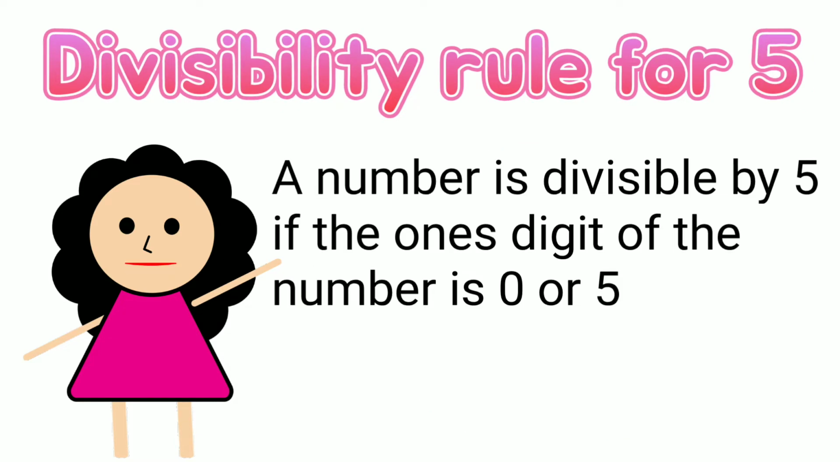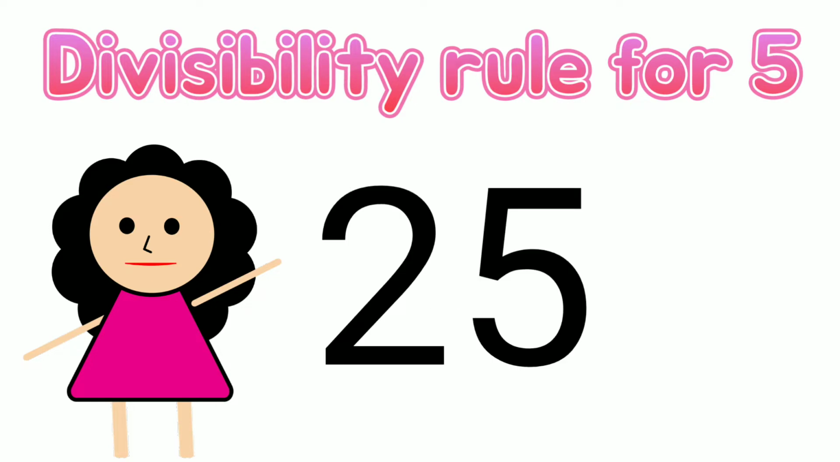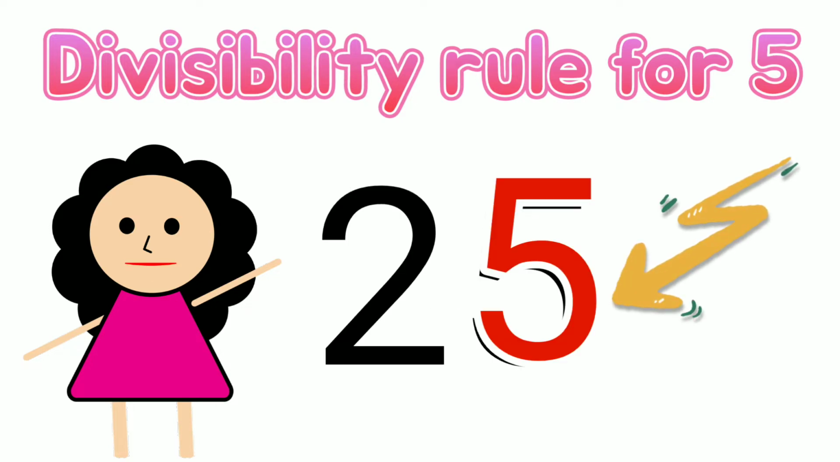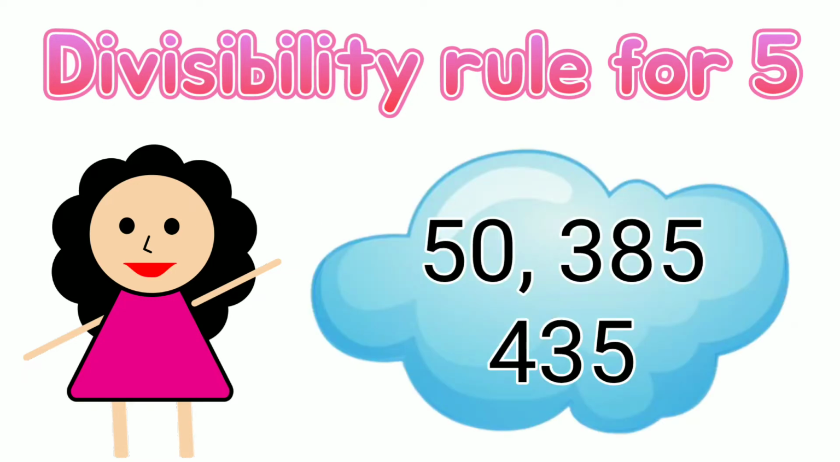Divisibility rule for 5. A number is divisible by 5 if the ones digit of the number is 0 or 5. For example, 25. As you can see, the last digit of the number is 5. So 25 is divisible by 5. Here's the other examples.